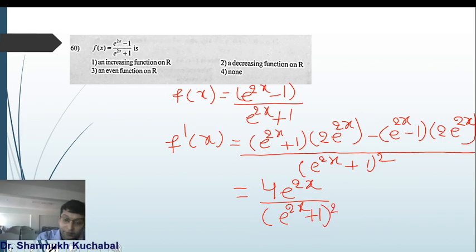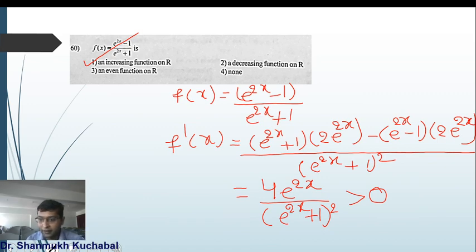So we observe that the numerator as well as the denominator is a positive quantity. A positive quantity is greater than 0. Therefore we can say that it is an increasing function. Option A is the right answer.